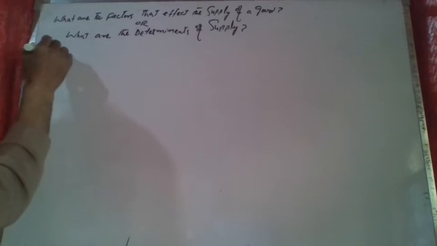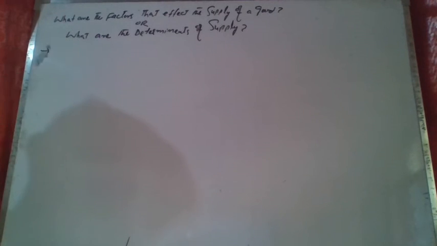So today we are going to discuss the factors that affect the supply of a good, or how we call them, the determinants of supply. These factors which change the supply of a good are called determinants of supply. So we can say that the supply of a commodity changes due to change in a number of factors which are called determinants of supply.